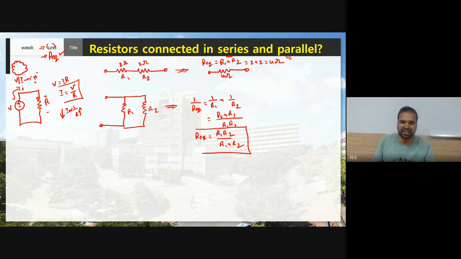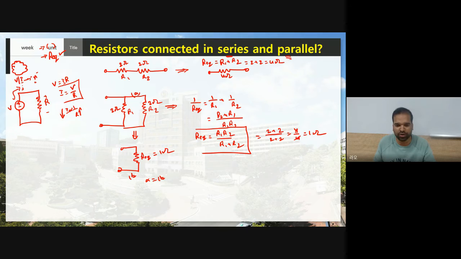If elements are connected in series, you simply add R1 and R2. Now let us consider R1 is 2 ohm and R2 is 2 ohm. How to find R equivalent? Simply write 2 into 2 by 2 plus 2, which is 4 by 4, therefore 1 ohm. Now you can represent this circuit like this, as an R equivalent with the value of 1 ohm. This circuit A and circuit B are both the same, no difference at all.